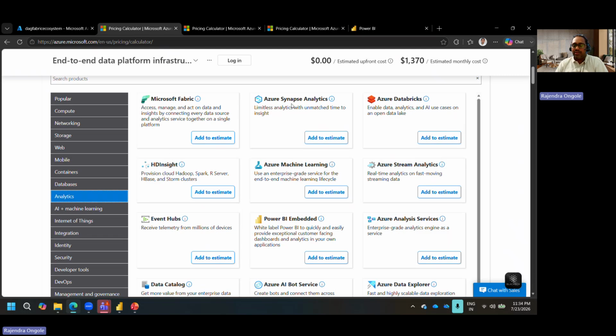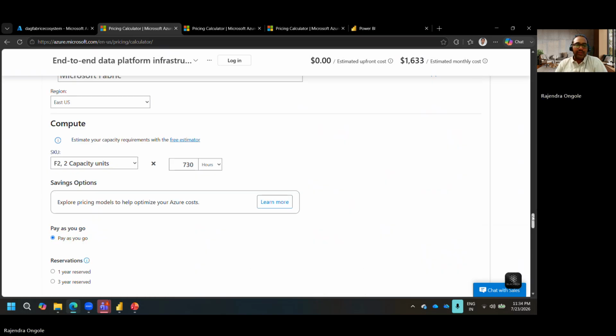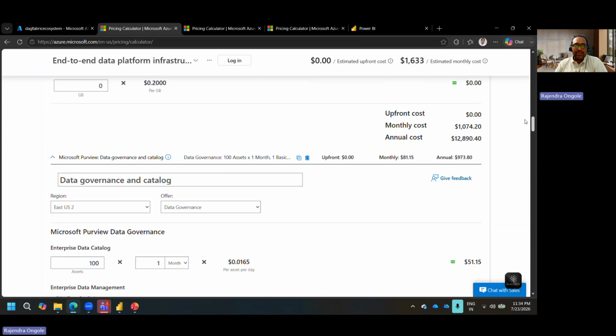Here you can find Microsoft Fabric or separate individual analytics, meaning Azure Synapse Analytics or Databricks and so on. Let me click on Microsoft Fabric because we are currently discussing the estimations. How can we get it derived? Add to the estimations. View it. Click on that.